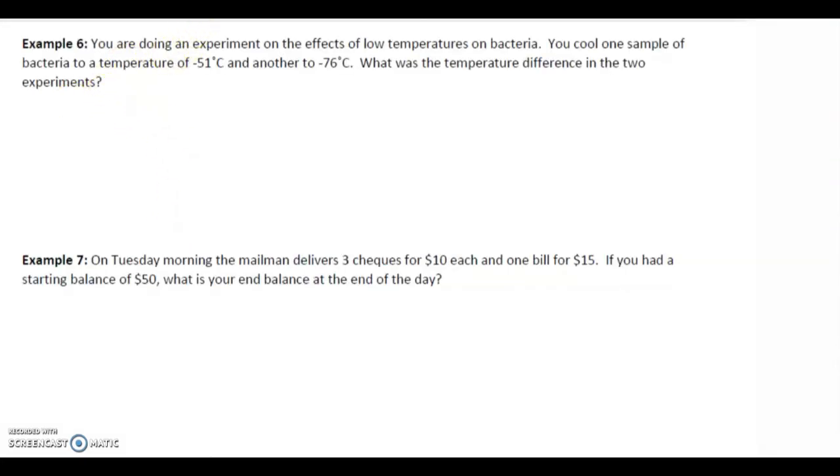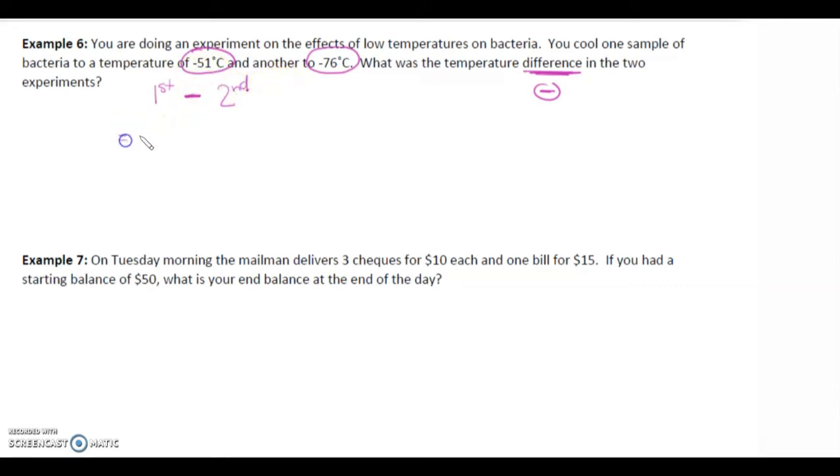Example 6, you're doing an experiment on the effects of low temperatures on bacteria. So you cool one sample of bacteria to -51 degrees Celsius and another to -76 degrees Celsius. What was the temperature difference in the two experiments? So when we talk about difference, we talk about subtraction. So what we want to do is write the temperature of the first experiment minus the temperature of the second experiment.